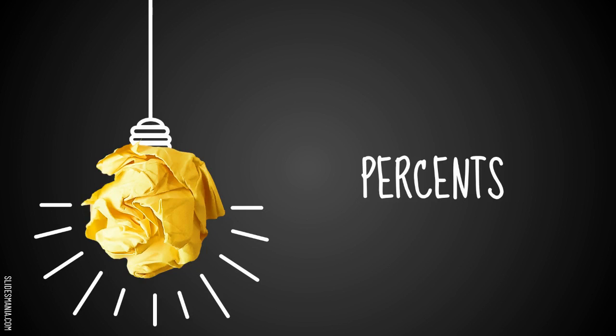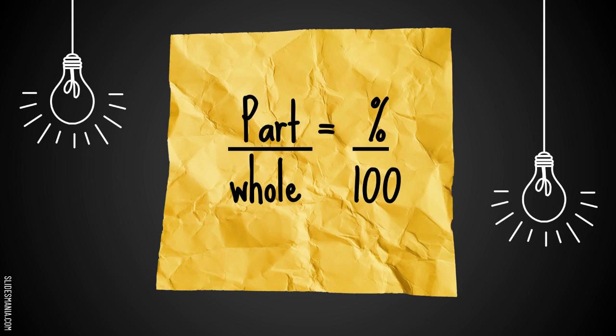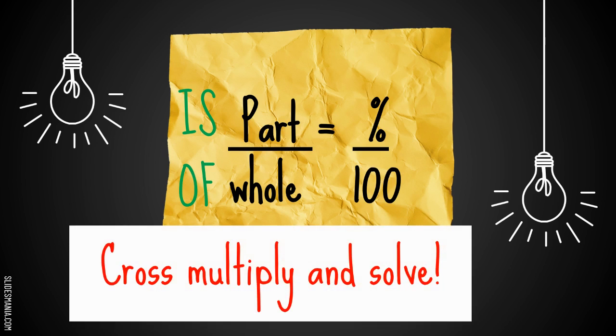Today we are going to solve problems using percents. Here you have a proportion. It is one fraction equal to another fraction. So you have a part out of a whole, un parte de total. Sometimes you can see words like is or of, but it means the same thing. All you do is cross multiply and solve.